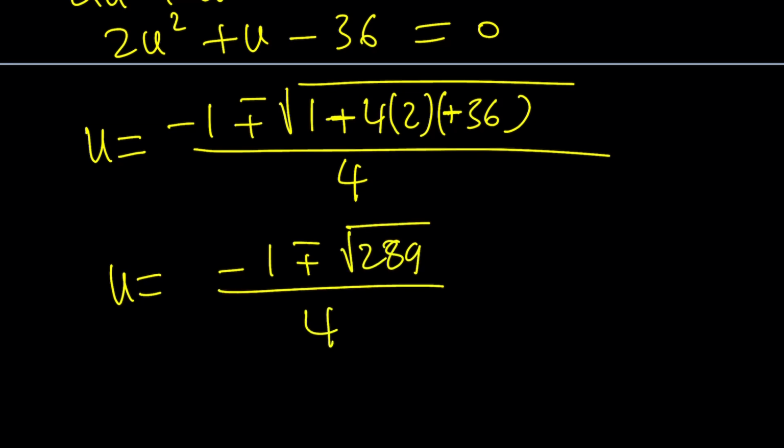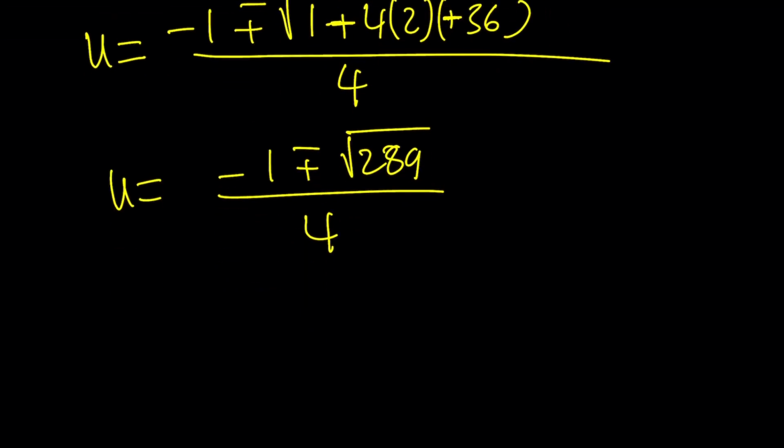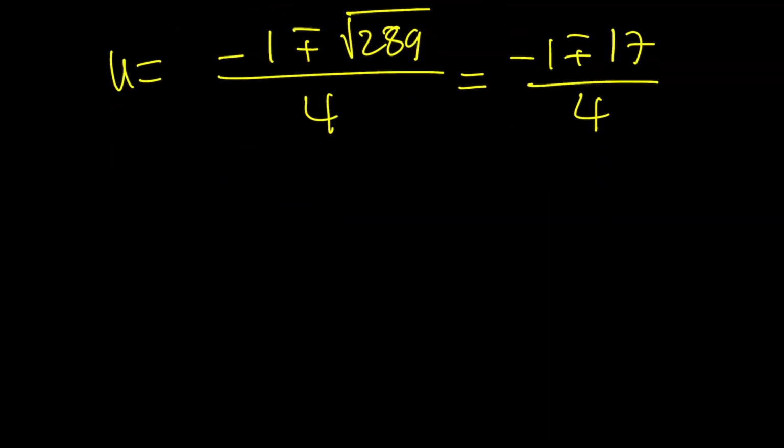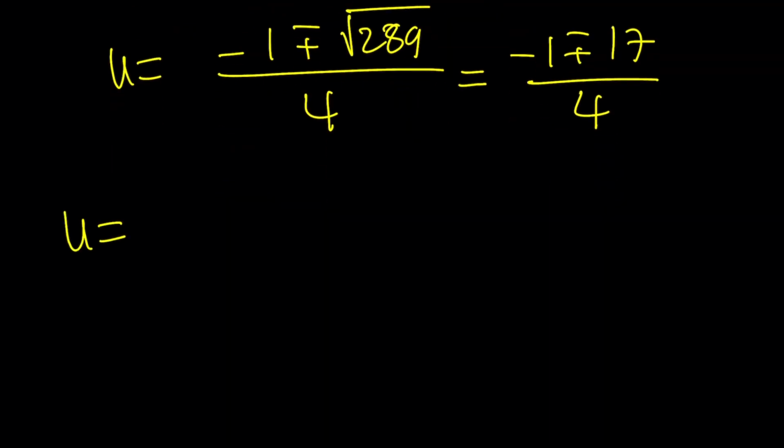But wait a minute. You should memorize your squares, right? At least 1 through 25. And I did. Anyways, from here we get negative 1 plus or minus 17, because 17 squared is 289. And this gives us two solutions. Now we get negative 1 plus 17 over 4.